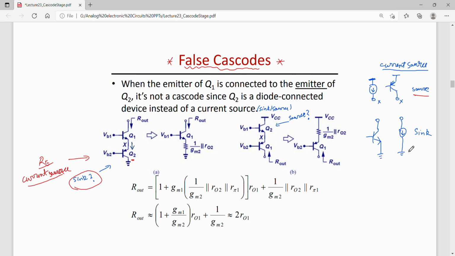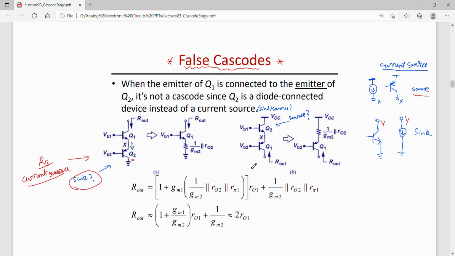Similarly, NPN can be used to sink, but it cannot be used to source the current. If you try to reverse the jobs, then we saw that the change in the node potentials at X or Y was changing the base to emitter voltage. That is, base voltage was changed. So we don't want that to happen. That is why this circuit cannot work as a cascode. So it's a false cascode, where Q2 does not work as a current source.